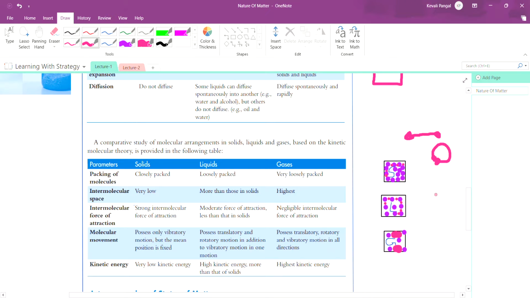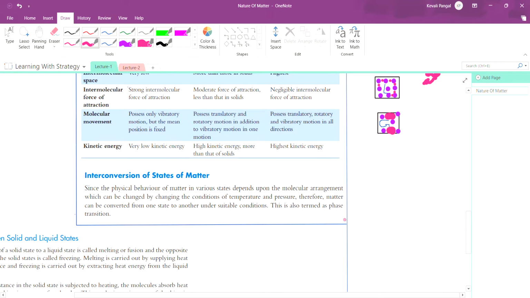And vibratory motion, this is the particle, it vibrates and comes to this, and again it vibrates and comes to this position. So these are the types of motions which occur in liquids, gases and solids. So kinetic energy, very low kinetic energy in solids, as they can only vibrate, they can't move. In liquids they are having high kinetic energy, and in gases they are having the highest kinetic energy.